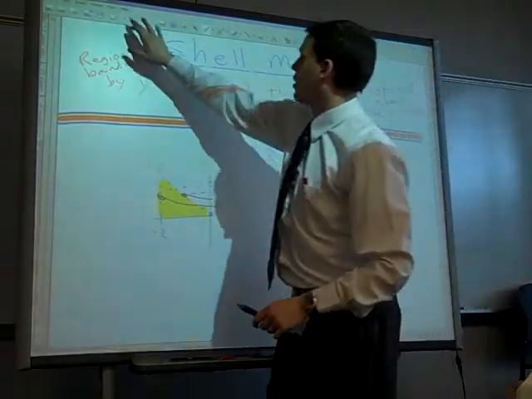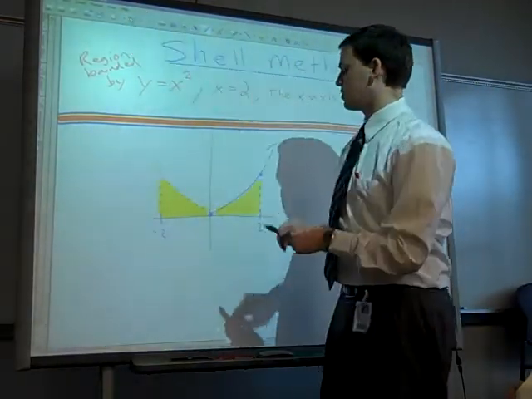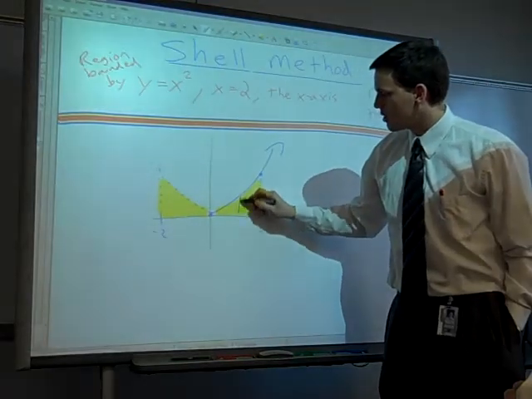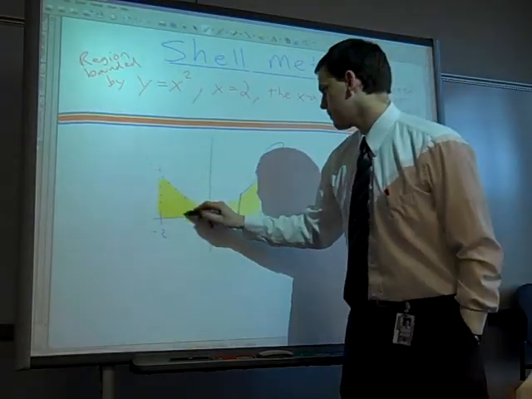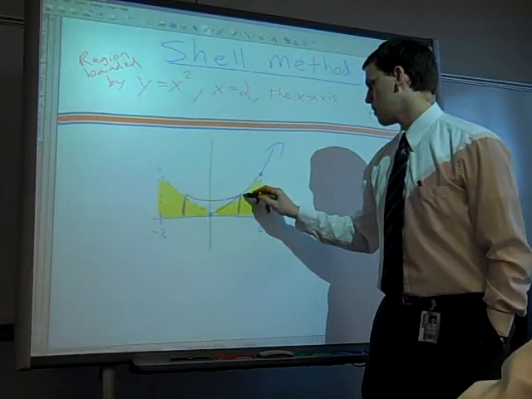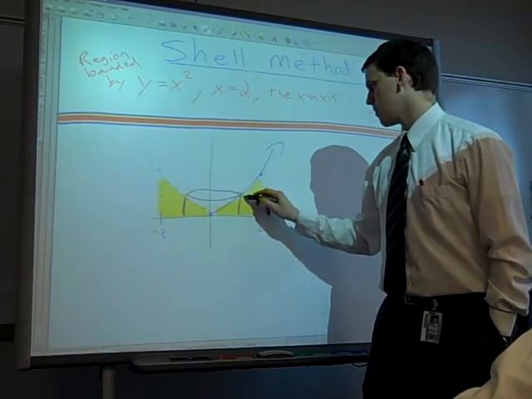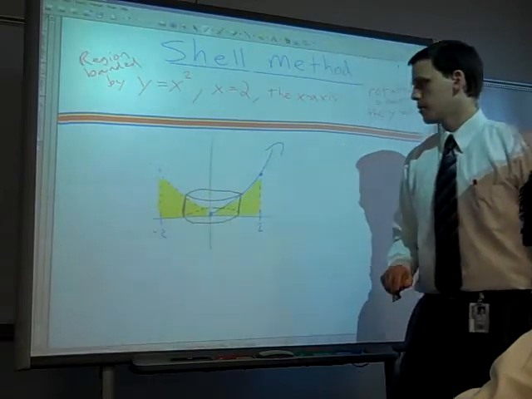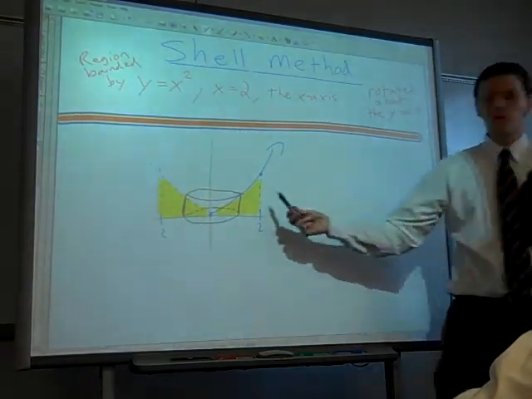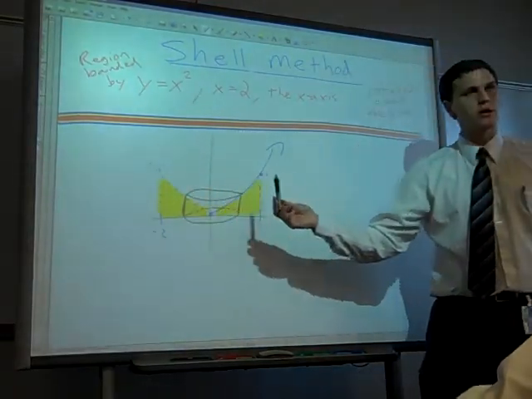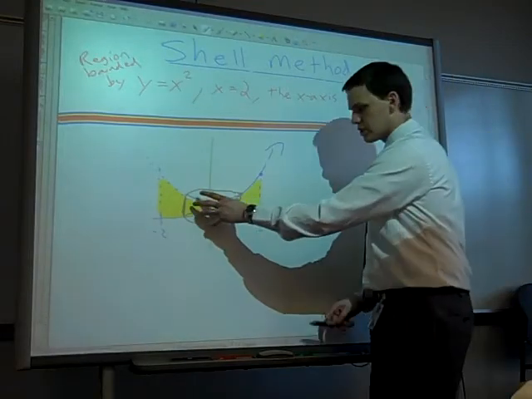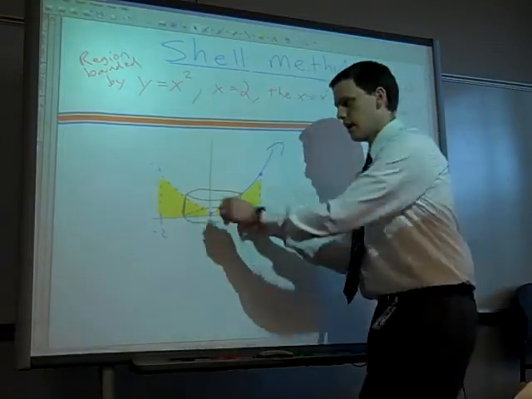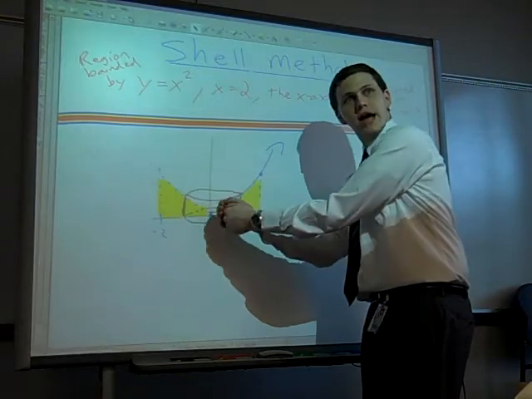The shell method, though, looks different. The shell method takes a cross-section vertically. I apologize for my crappy drawings. But we've got this. This is my cylinder. And I'm going to take this cylinder, and it's going to expand and contract in on itself.